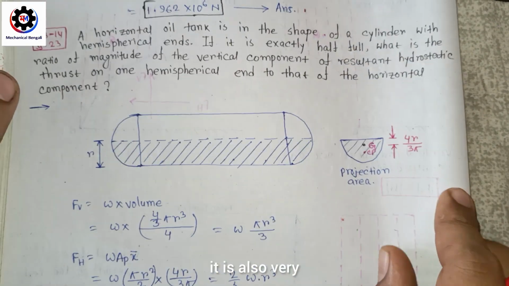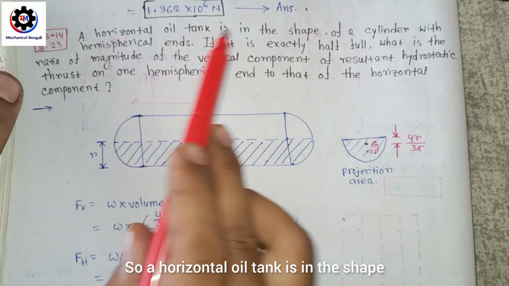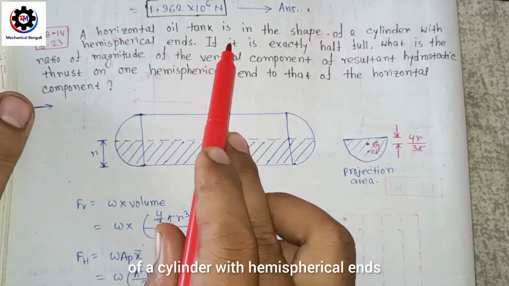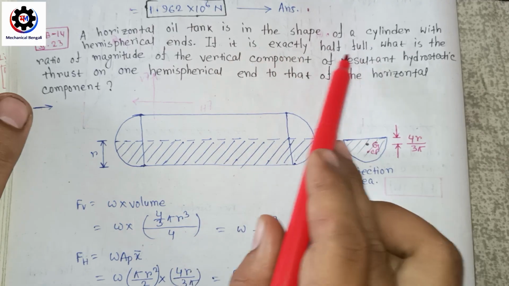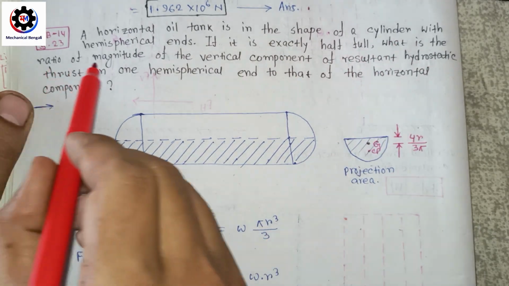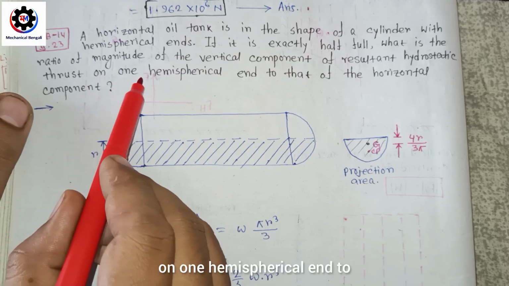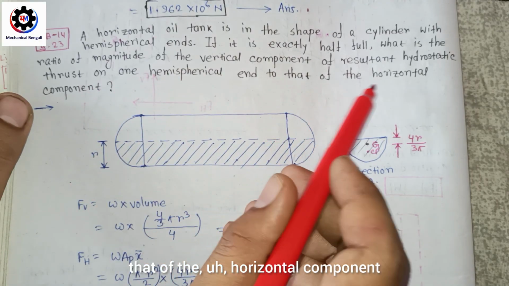Now the next question, it is also a very important question. A horizontal oil tank is in the shape of a cylinder with hemispherical ends. If it is exactly half full, what is the ratio of the magnitude of the vertical component of the resultant hydrostatic thrust on one hemispherical end to that of the horizontal component?